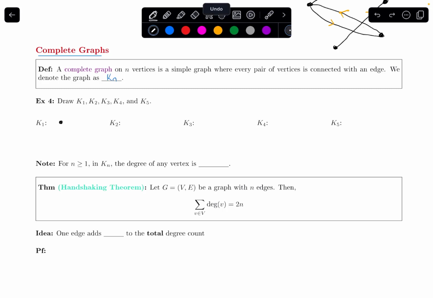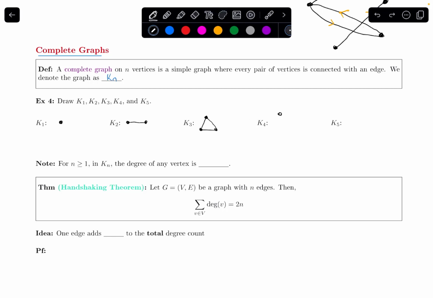K2 would have two vertices, and then any pair of vertices has to be connected with an edge. So, okay, we draw one edge connecting them, and that's K2. K3 has three vertices, and then I connect each pair with an edge. So connect those two, and then connect that remaining pair, and that's K3.